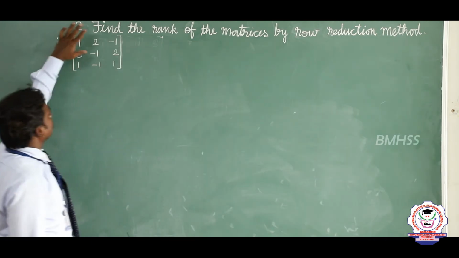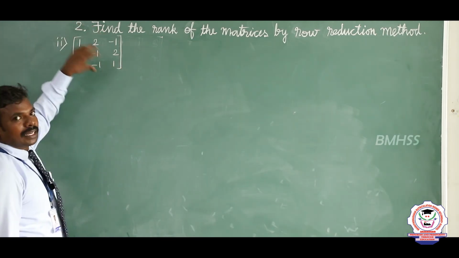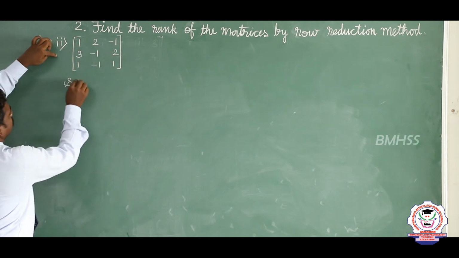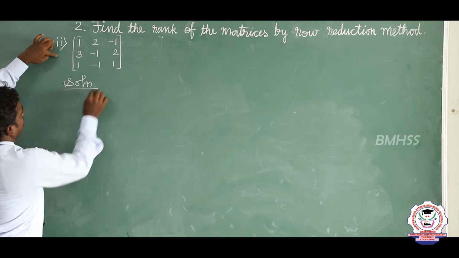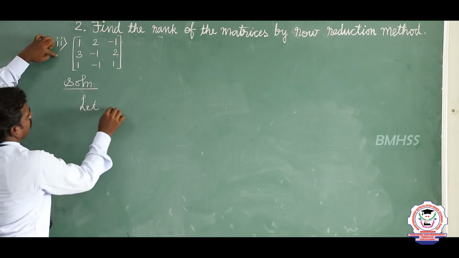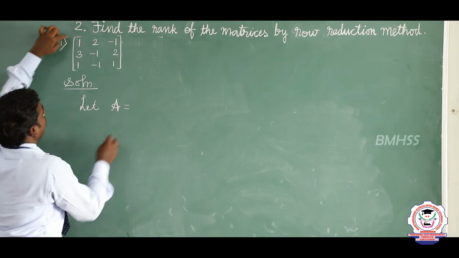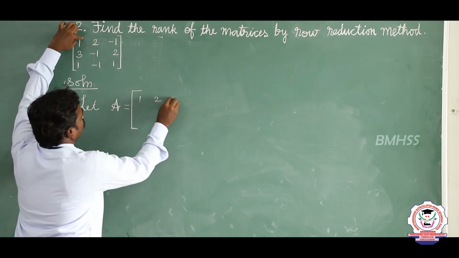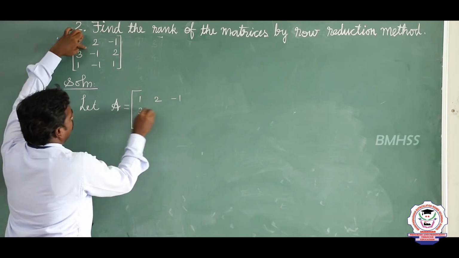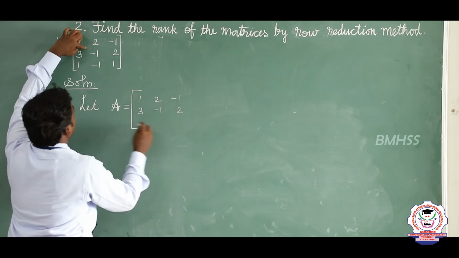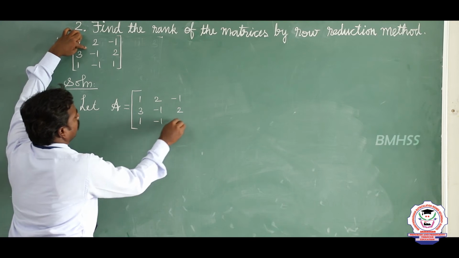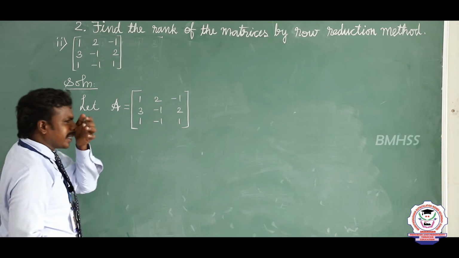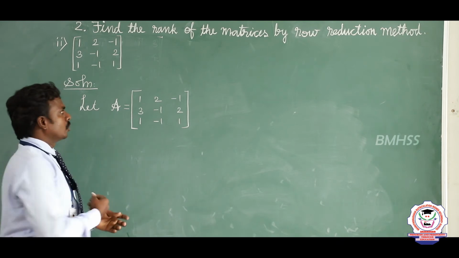Second subdivision, they given a 3 by 3 matrix. So there are 3 rows and 3 columns. The solution: let the given matrix A equal to the first row 1, 2, minus 1, second row 3, minus 1, 2, and third row 1, minus 1, 1. The order of this matrix is 3 by 3, so it is a square matrix.